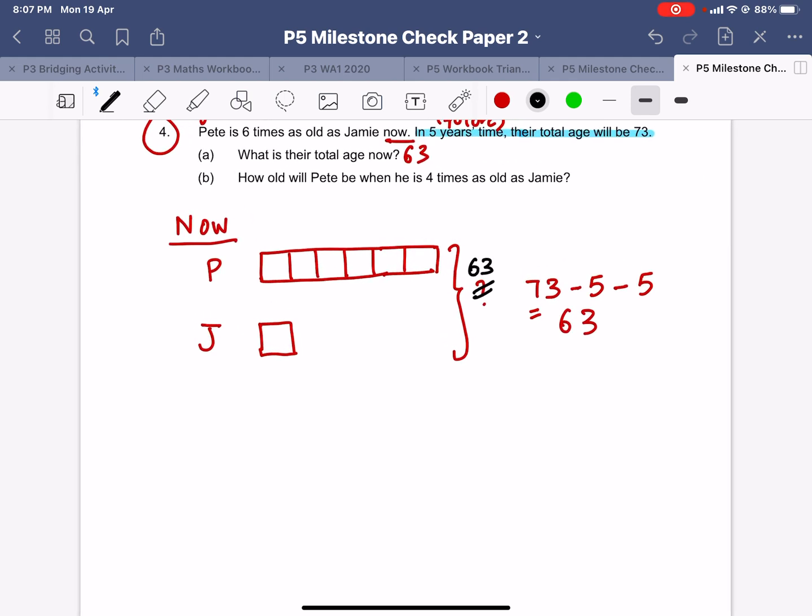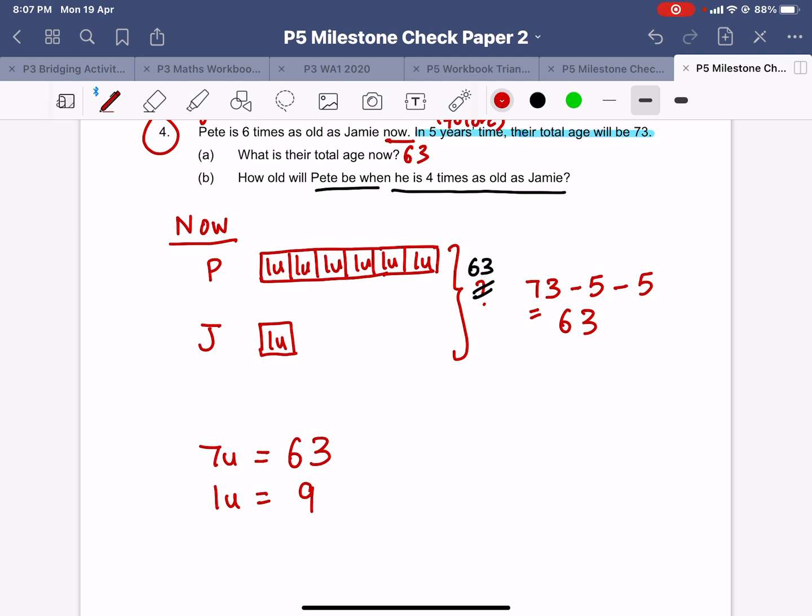Now part B. How old will Pete be when he's 4 times as old as Jamie? Now let's take a look first. 63 refers to how many units first? 1 unit, 2 units, 3 units, 4 units, 5 units, 6 units, 7 units. 7 units gives a total of 63. Wow, it's a very nice number because I know 63 is in the 7 times table, right? Okay, 1 unit is 9.